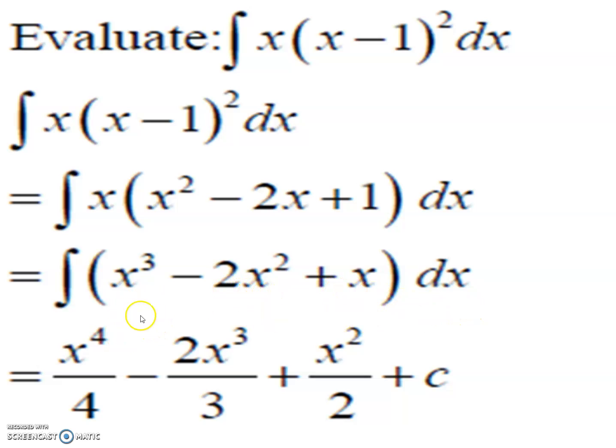We know that the integration of x raised to n is what? x raised to n plus 1 upon n plus 1. That's why x raised to 3 plus 1 upon 3 plus 1. 3 plus 1 is 4. So that's why x raised to 4 upon 4. Then 2x square: x square integration is x raised to 3 upon 3, and x integration is x square upon 2. Be careful: x raised to 4 divided by 4, x raised to 3 divided by 3, x square upon 2, and at last it is compulsory to write plus c.